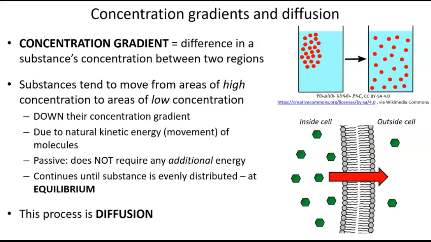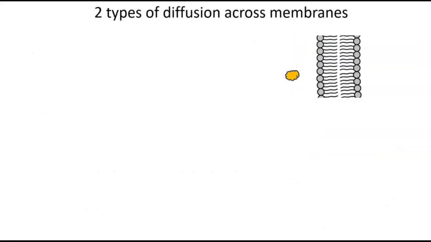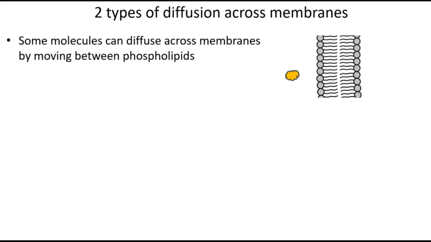Now, there are two types of diffusion across membranes. Some molecules are able to diffuse across membranes simply by moving between the phospholipids. They can just wiggle their way between the molecules.